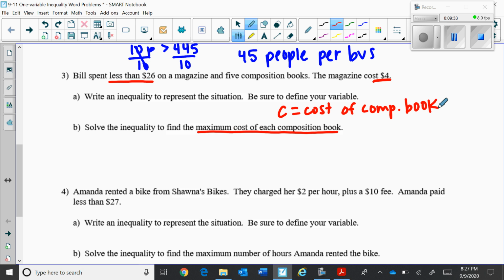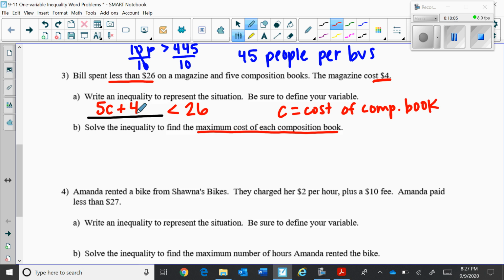So he spent less than $26. So we know that $26 is more than whatever he spent, and whatever he spent is going to be on this left-hand side. Well, he spent $4 on a magazine and he bought 5 composition books. So we can do 5 times C, whatever the cost of the composition books is, and then we would add the $4 he spent on the magazine.